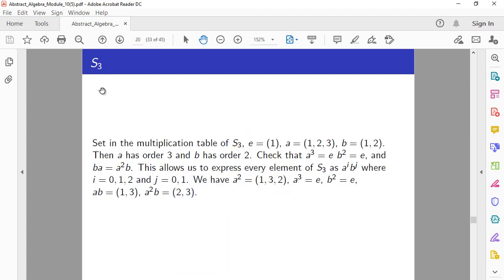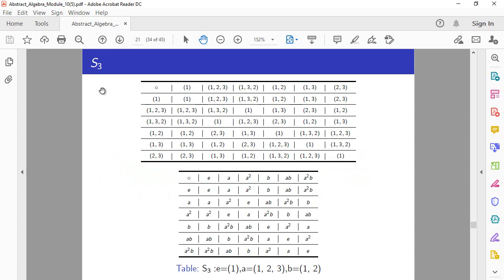After we make these substitutions in terms of A and B, here's how the group table looks. So notice that every element of S3 can be written as a product of the form a to the i times b to the j. And so you should look more closely into these tables and make sure that this sinks in.